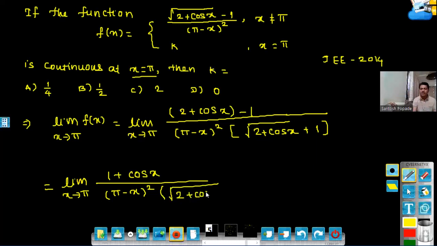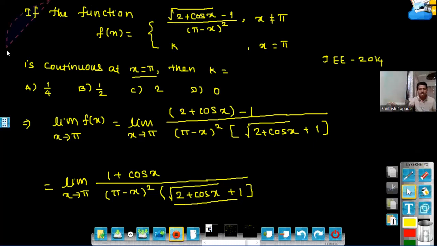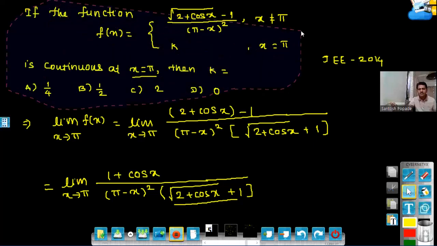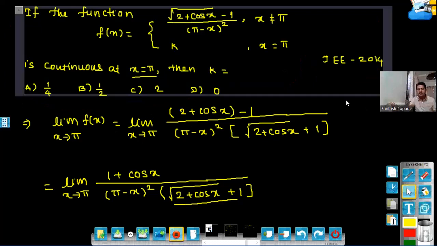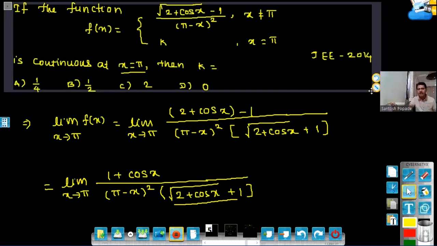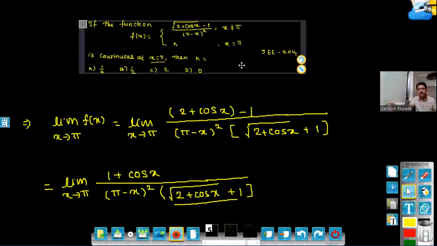Now, you can observe that this second term, under root of 2 plus cos x plus 1, if I put x equals to pi in this term, then it is non-vanishing. If I put x equals to pi, it will become 2 plus cos pi, means 2 plus minus 1, that is 1, and 1 plus 1 is 2, means the denominator is non-vanishing there. That means I can find the limit of that term by using direct substitution.